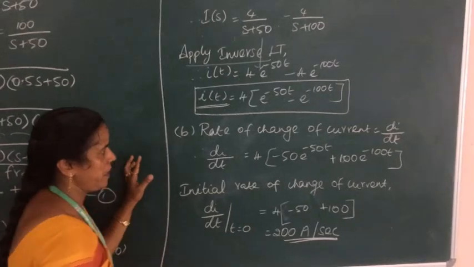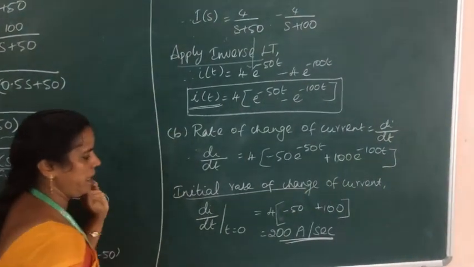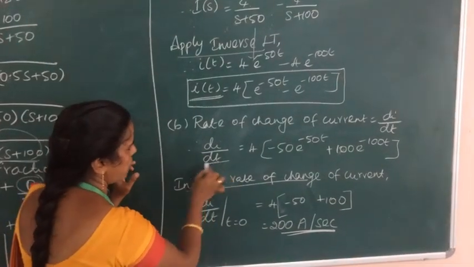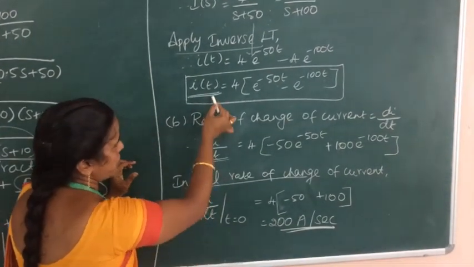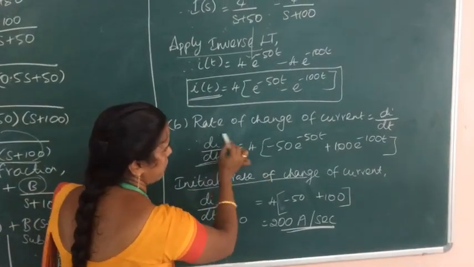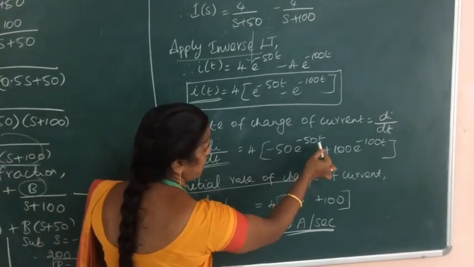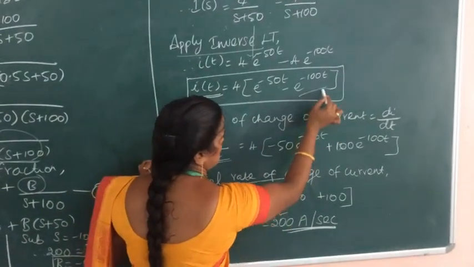What do we have to find second? We have to find the initial rate of change of current. For finding the initial rate of change of current, we should know di by dt. So after finding the transient current, we will differentiate that one. And we are getting the rate of change of current as 4 into minus 50 into e power minus 50t plus this term.